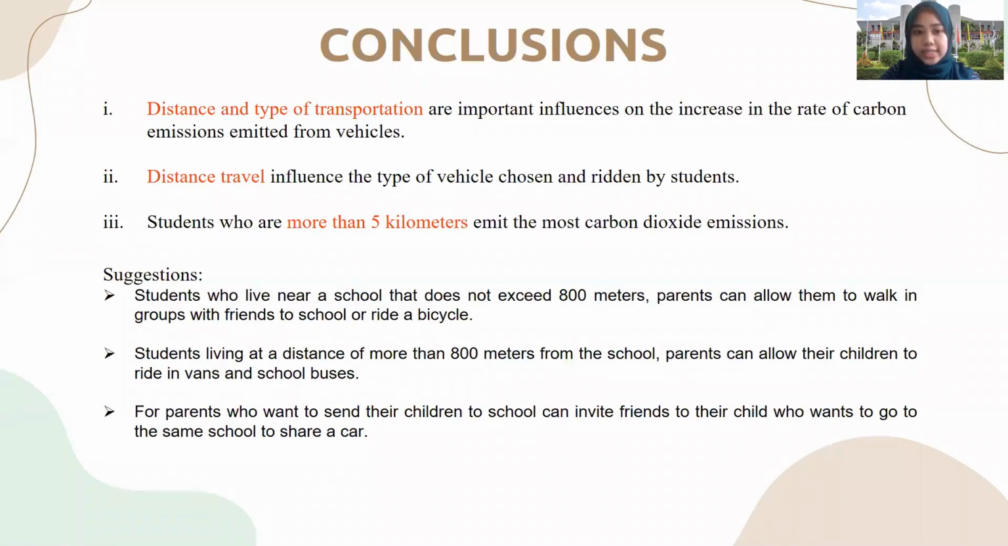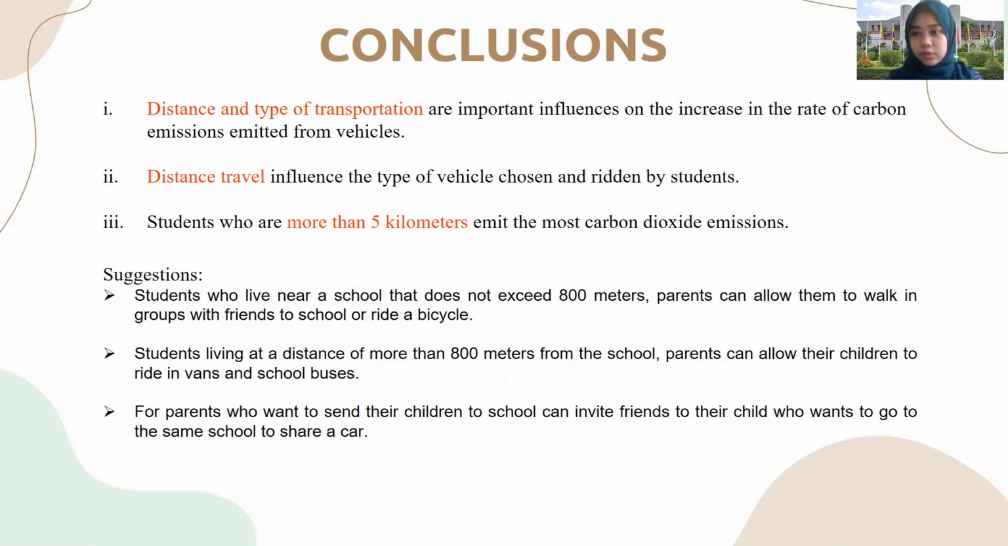So the conclusion is that distance and type of transportation are important influences on the increase in the rate of carbon emissions emitted from vehicles. Distance traveled also influences the type of vehicle chosen and ridden by students, either active transportation or motor vehicles such as bus, van, motorcycles, and also car. Students who live more than 5 kilometers emit the most carbon dioxide emissions.